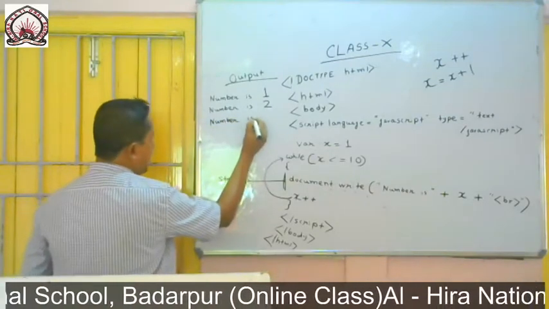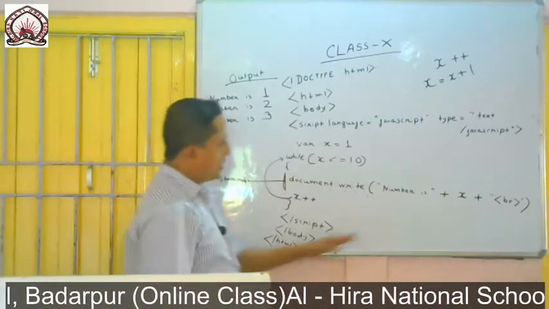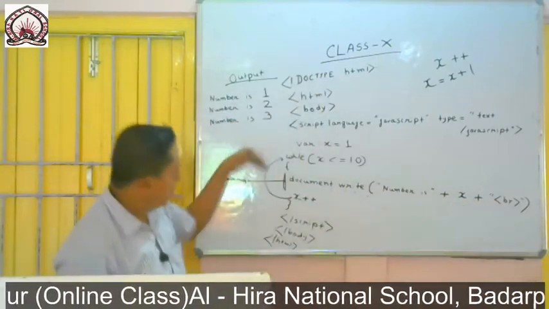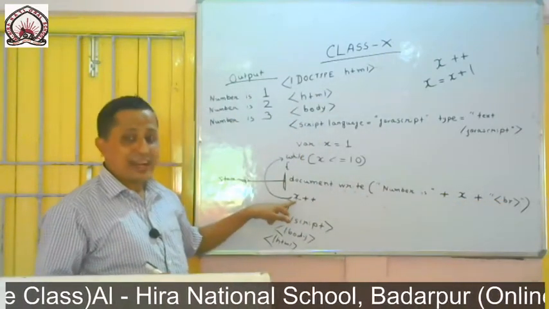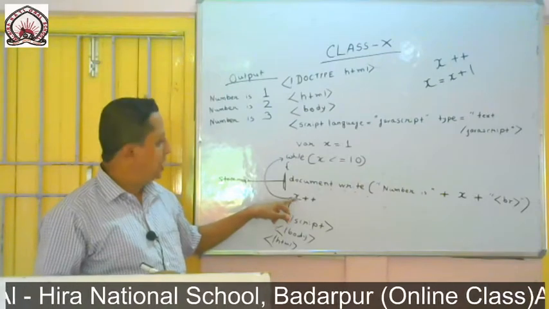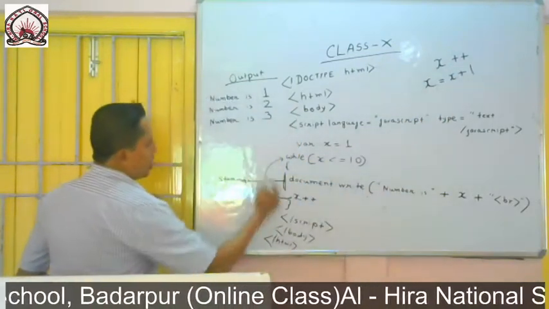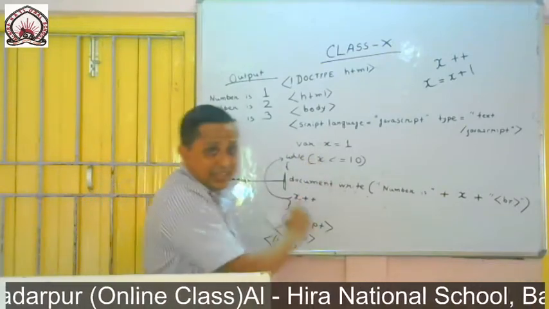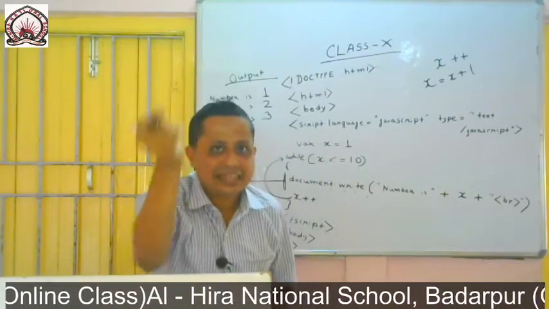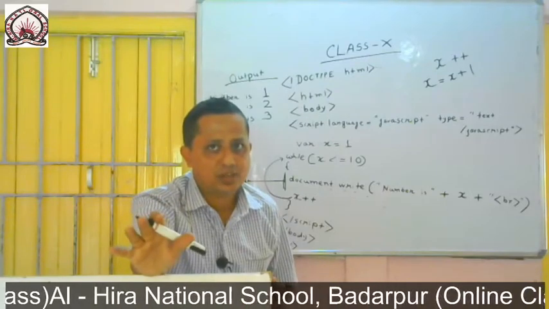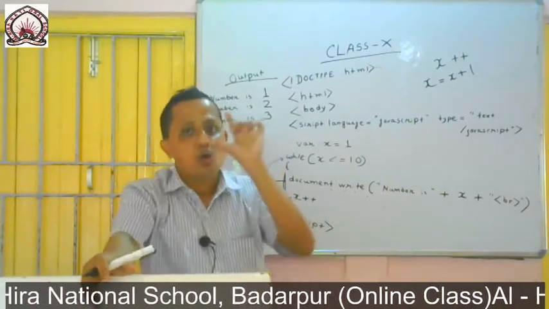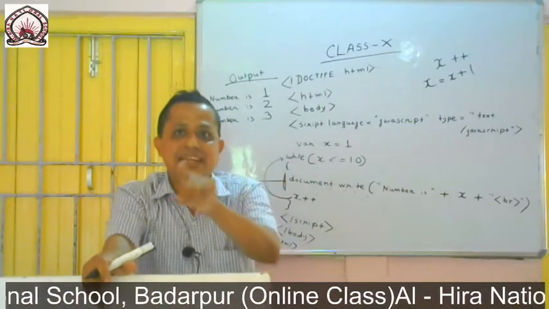The number is 3. Then the break line means you go to a new line. Now, what was the last value of x? It was 3. x++ will make it 3 plus 1, which is 4. So it will come here as 4. Is 4 less than or equal to 10? Is it true or false? It is true, because 4 is obviously less than 10.